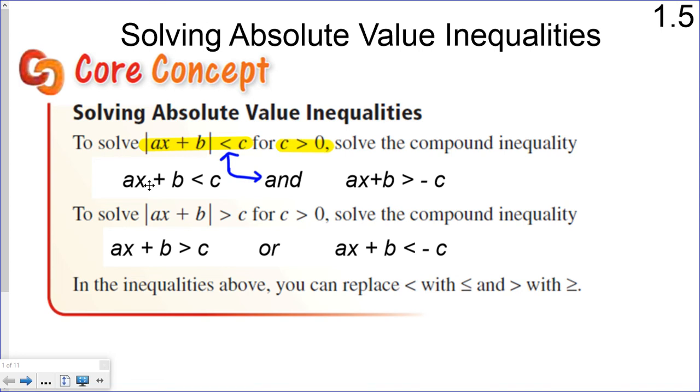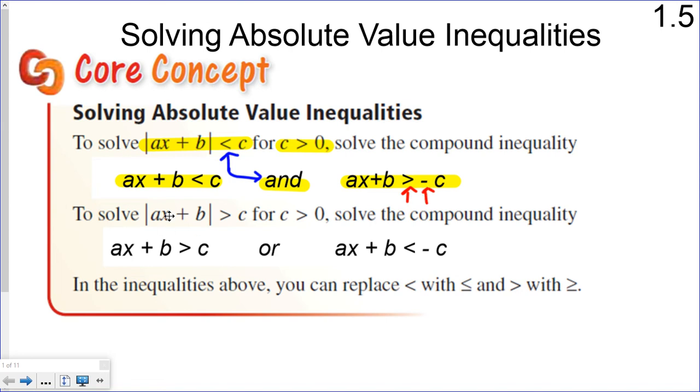When we split it into two inequalities, we have ax plus b is less than c and ax plus b is greater than negative c. Make sure you make note of the fact that we changed the inequality symbol and we put a negative there.